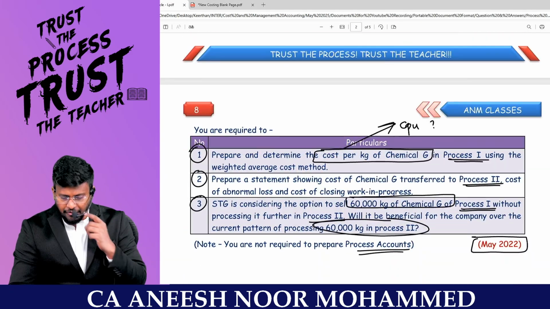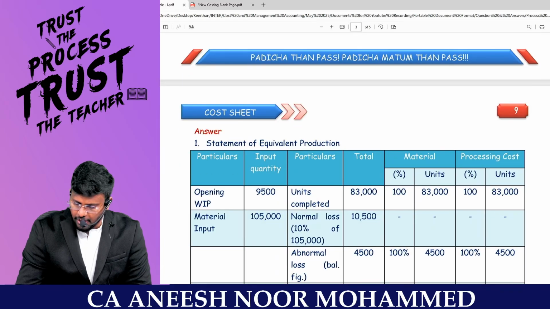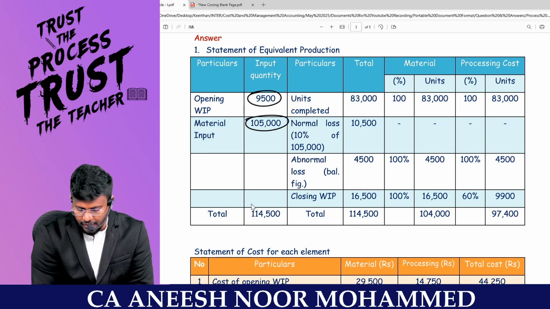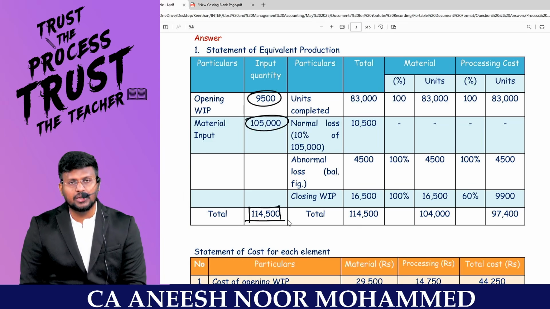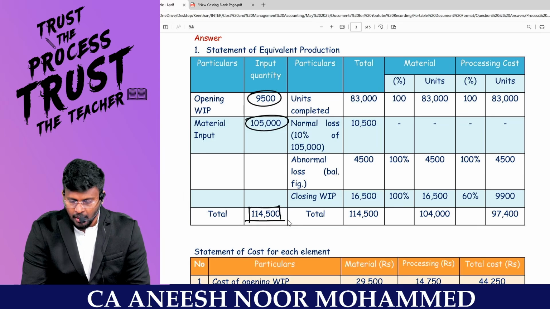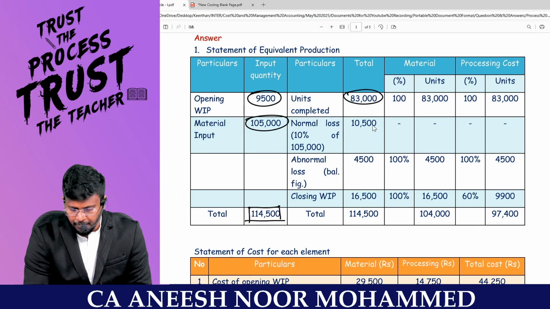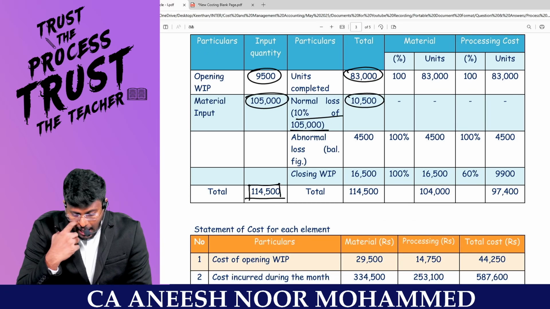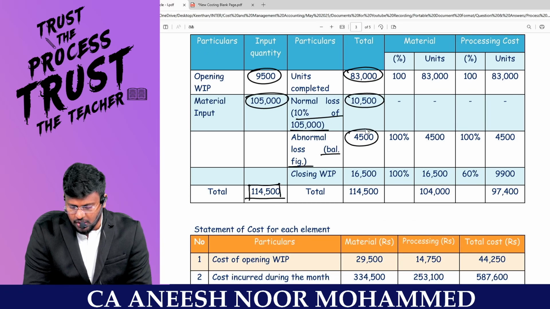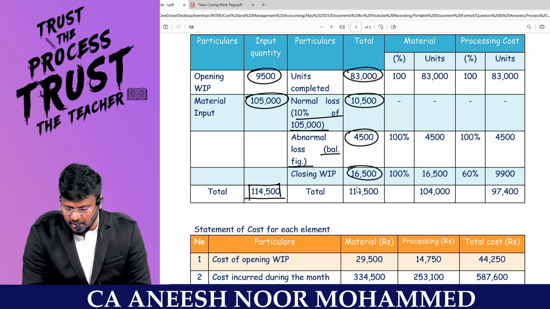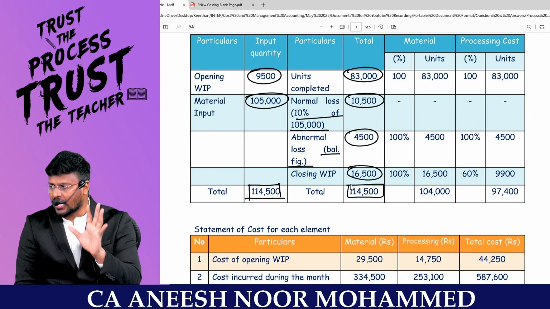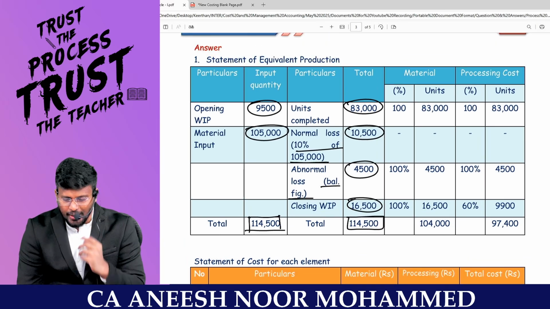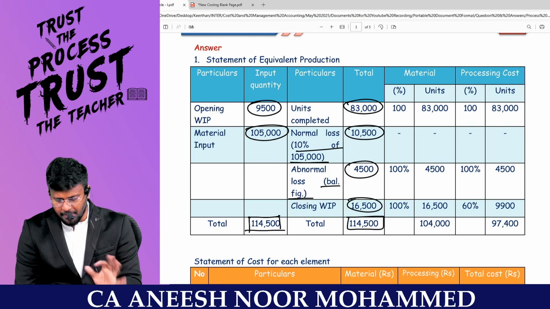This is what they have written as part of the answer in the statement of equivalent production. Opening is 9,500 kg. You introduced 1,05,000 kg. Totally 1,14,500 kg. Units completed 83,000 kg. Normal loss 10% of 1,05,000, 10,500. Abnormal loss is a balancing figure, 4,500 kg, and closing WIP 16,500 kg. Total to total 1,14,500. Now I am going to calculate the equivalent units. That's step number one.